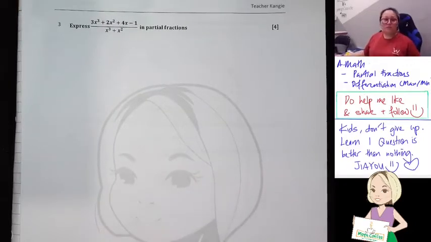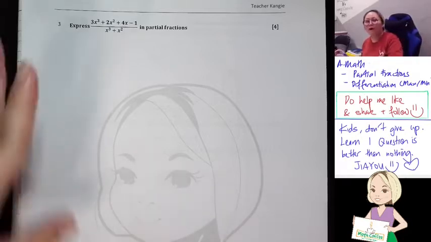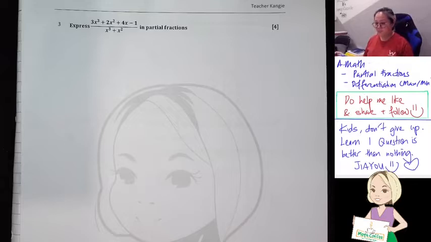So, if you have been listening for the past half an hour, can someone tell me whether this is a proper or improper fraction? Is this a proper fraction or is this an improper fraction?